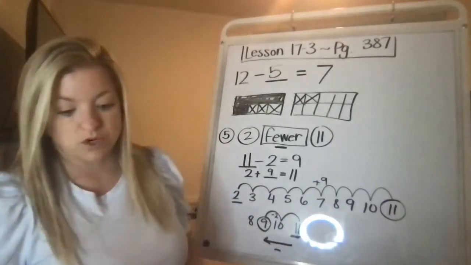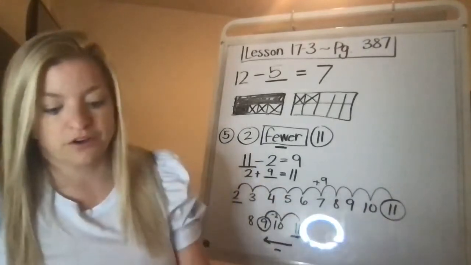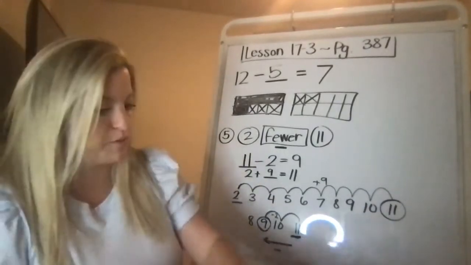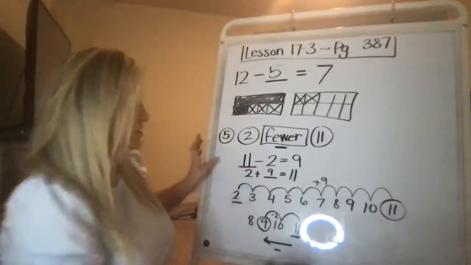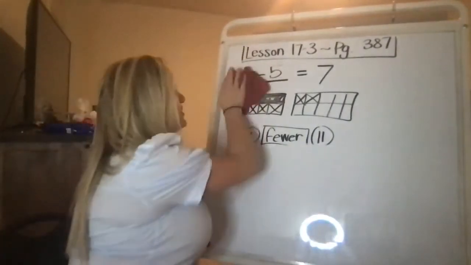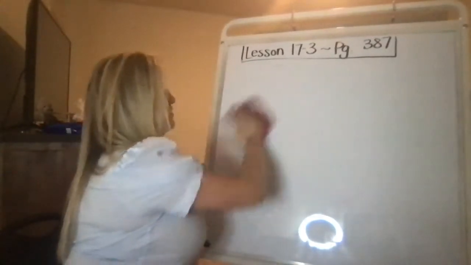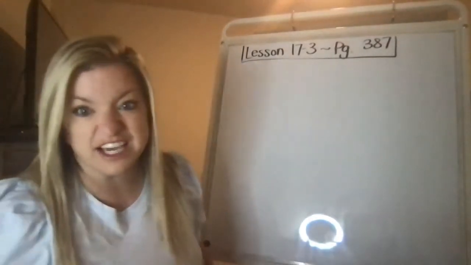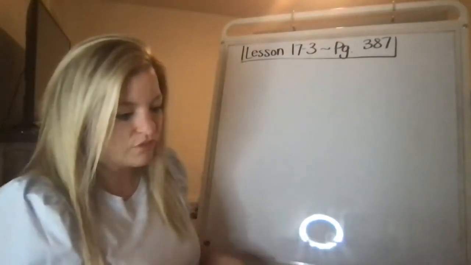Whichever way works for you. All right, but that is what needs to go down at the bottom of your paper: 11 minus 2 equals 9. Your teacher wants to know that you know what they're asking for in all of these icky words, okay?